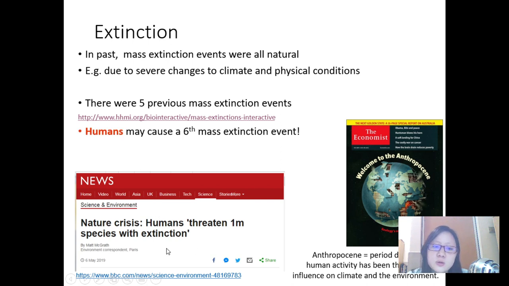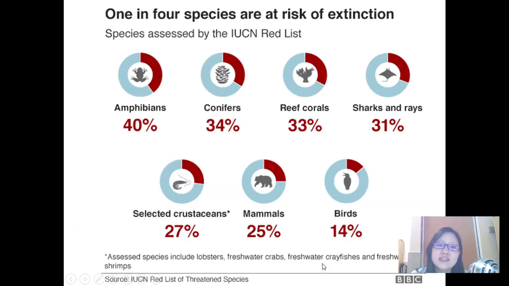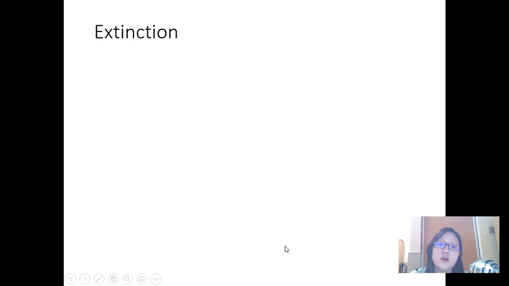And why do we ask this question? The reason is because we are in the age of the Anthropocene, an age that we have named ourselves, the period in which human activity has been the most dominant influence on the climate and the environment. And as a result of this, one in four species are at risk of extinction. 40% of amphibians, 34% of conifers, well, you can read this diagram yourself, only 25% of mammals. Yet the one that we talk about most when it comes to conserving is mammals, but actually the ones who need saving the most are frogs, maybe because they're not that cute, so people don't want to save them as much. Anyways, we do need to pay attention to the environment.